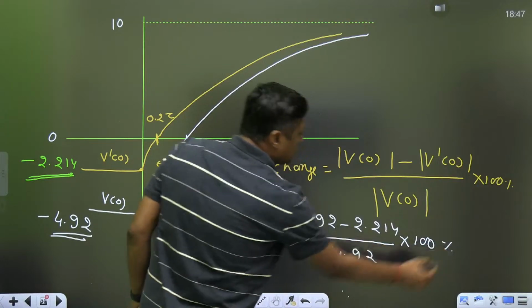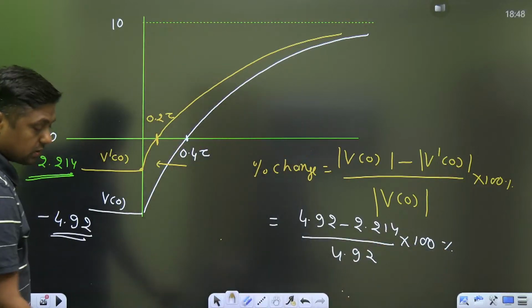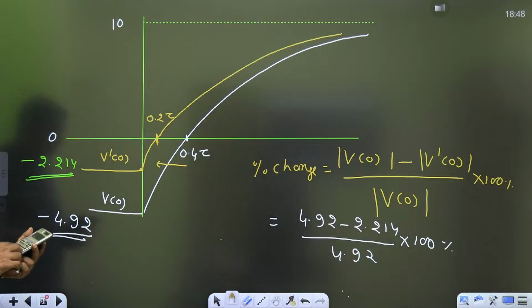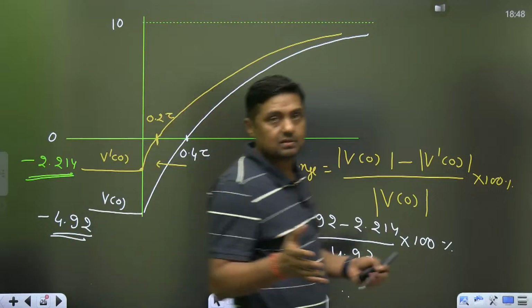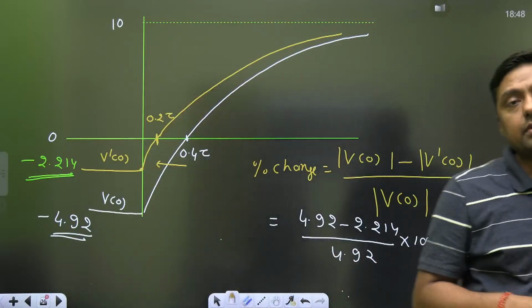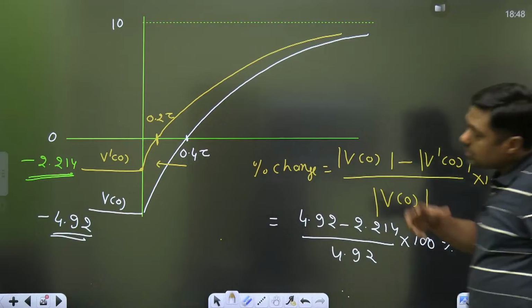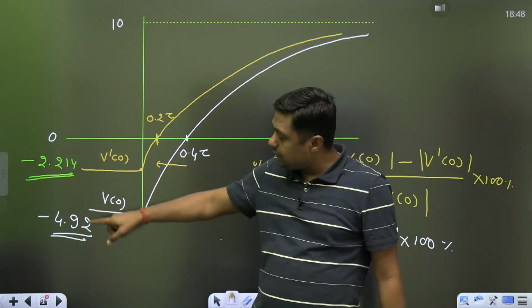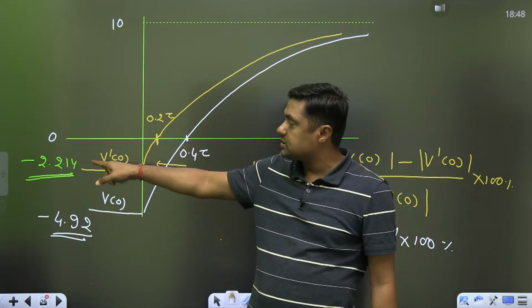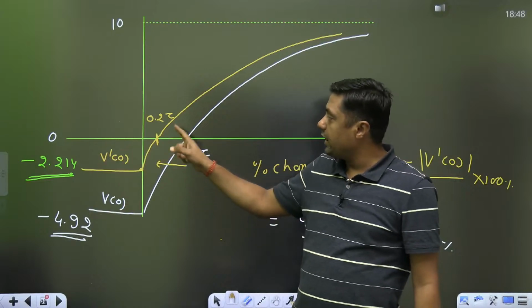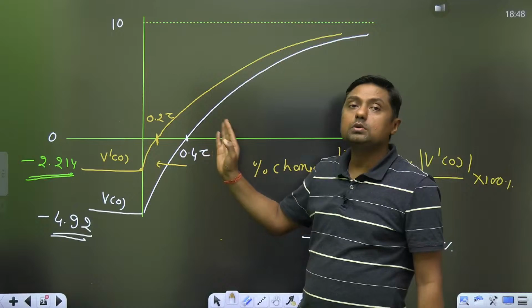Do the calculation a bit, what answer are you getting? Answer in the comments box. So 4.92 minus 2.214 divided by 4.92 into 100, around 55%. So that was the answer. That was the answer for the GATE exam, right? 55%. So what is the absolute change in that? We have to decrease it by what? 55%. Then it will cross the zero at 0.2 tau in place of 0.4 tau.